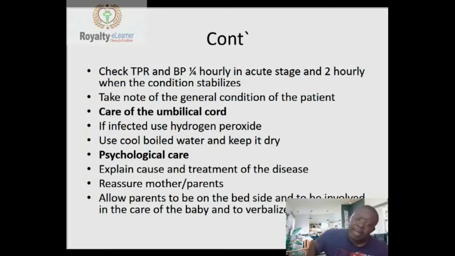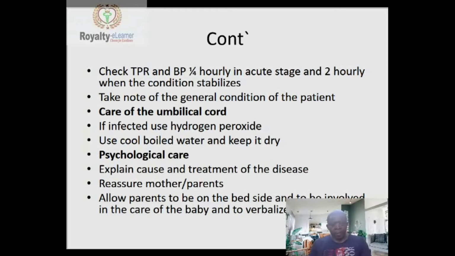Let us now also look at the care of the umbilical cord. This is the route through which mostly the infection is going to come through to affect the baby. So if infected, you can use hydrogen peroxide, and you can use cool boiled water and keep it dry.